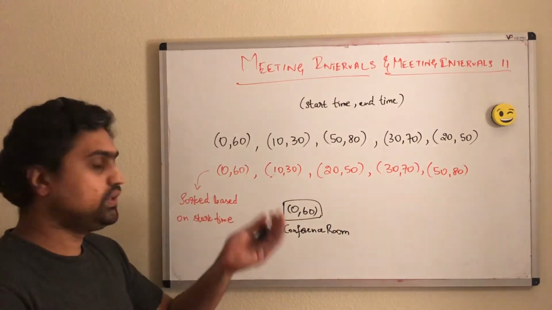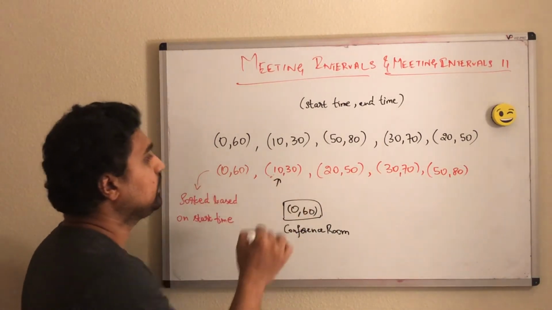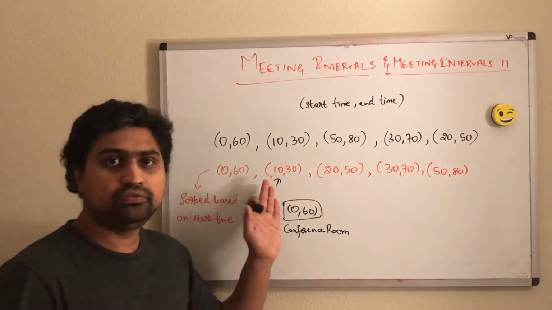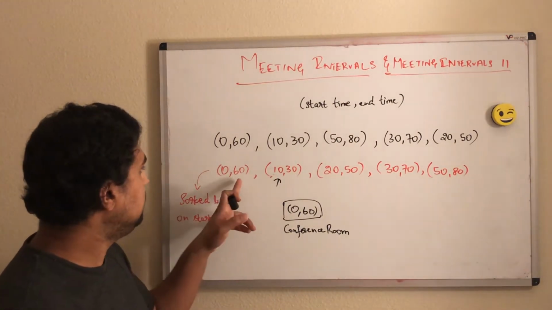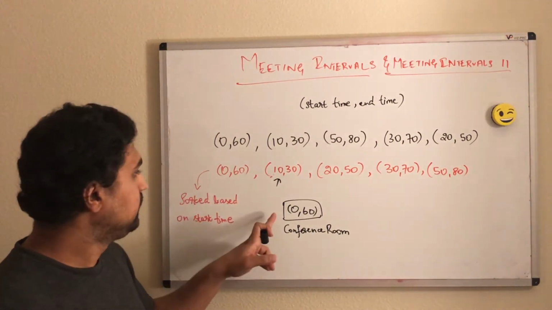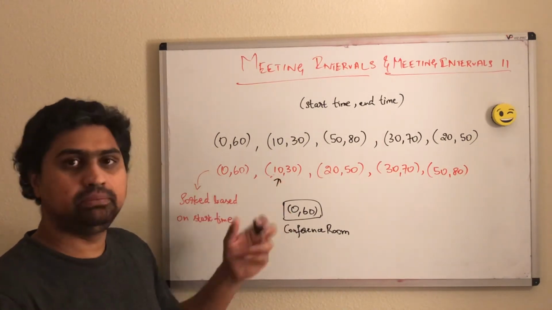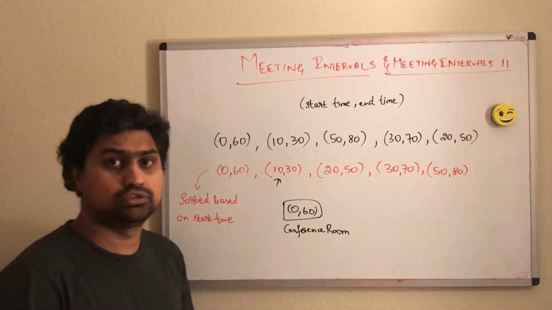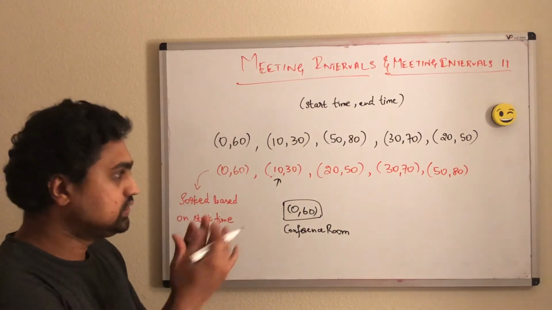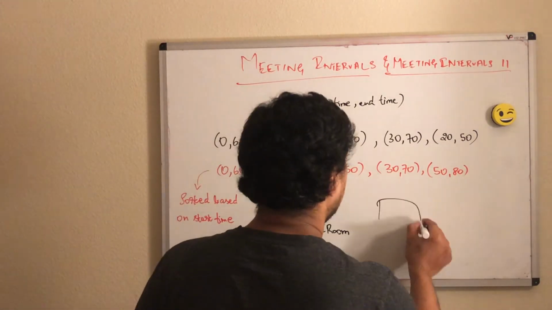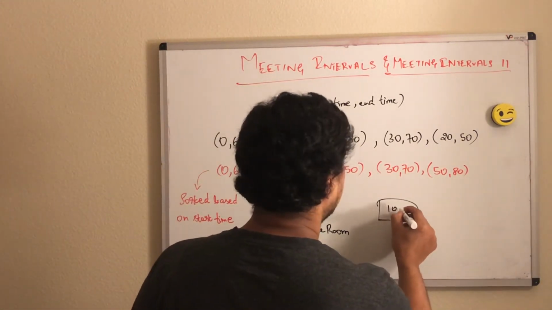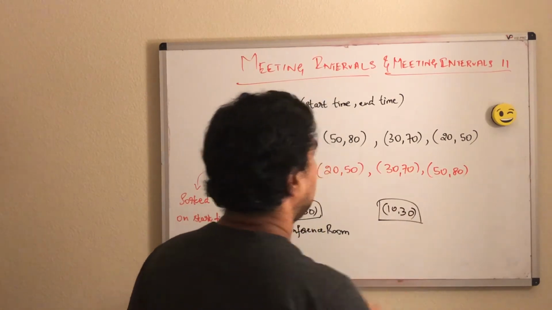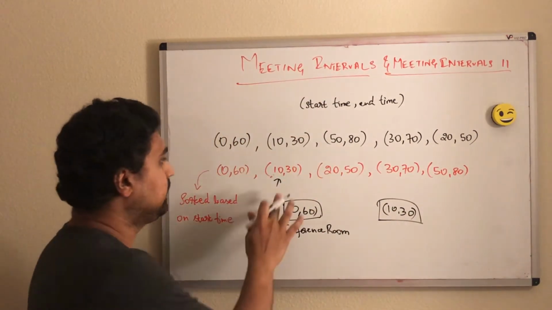Now let's move to the next meeting. The start time of this meeting, 10, is less than the end time of the first meeting. That means we cannot accommodate the second meeting in this same conference room. So we need a new conference room for this. Let's create a new one and accommodate the second meeting. Now let's move to the next meeting.